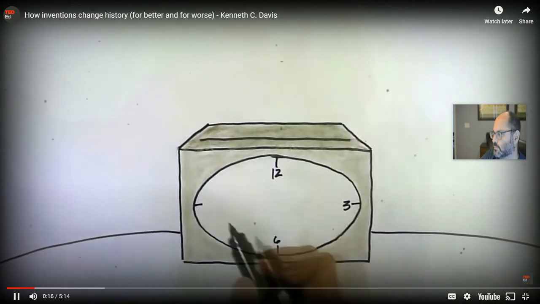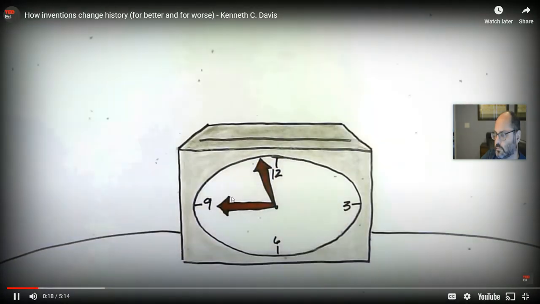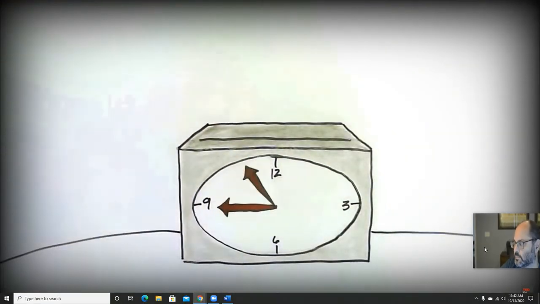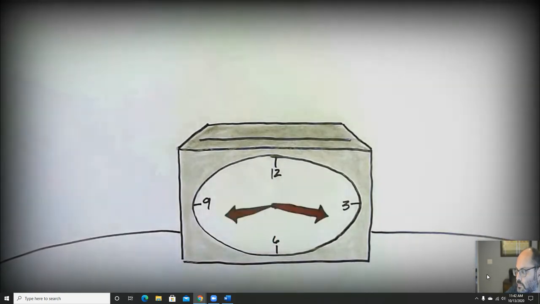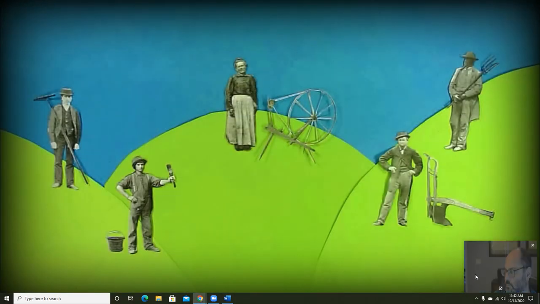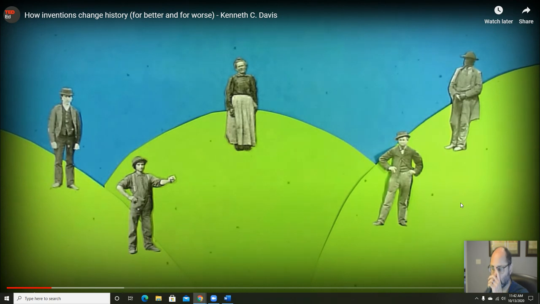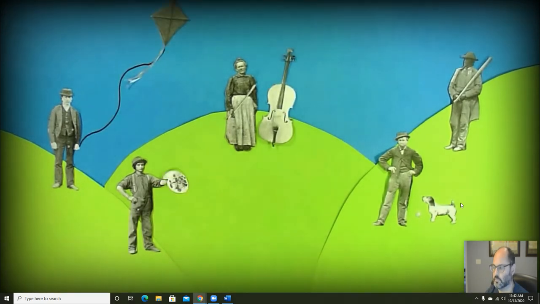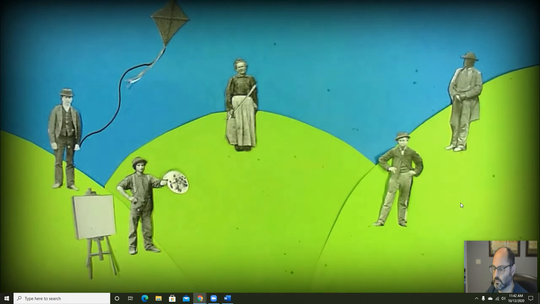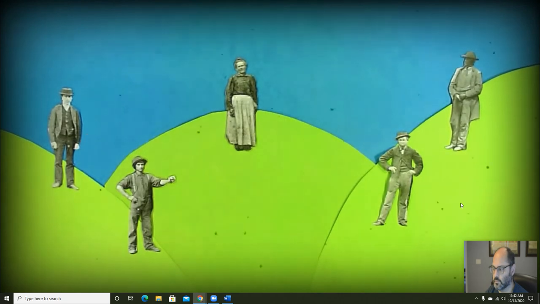This is the story of an invention that changed the world. Imagine a machine that could cut 10 hours of work down to one. A machine so efficient that it would free up people to do other things, kind of like the personal computer. But the machine I'm going to tell you about did none of this. In fact, it accomplished just the opposite.